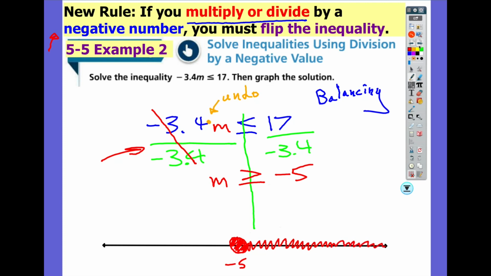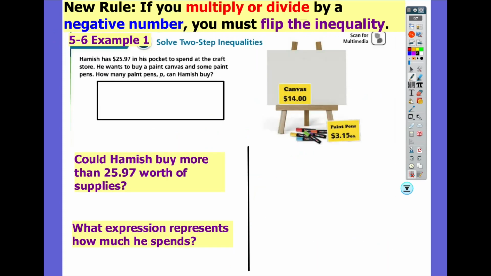So now I'm going to give you one more example. Just to reference, if you want to, it is 5.6 example 1, just writing and solving some more complex equations, all while keeping in mind this new rule. So we're going to take a look at this example where we're going to the craft store and we're going to buy some canvases and some paints, and we've got a certain amount of money to do it.